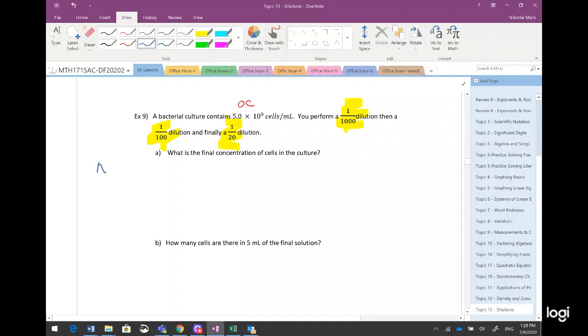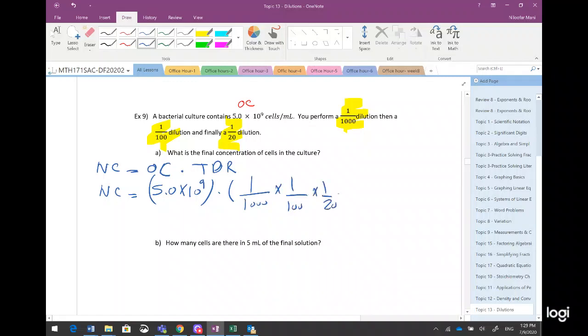So new concentration is old concentration multiplied by the total dilution ratio. The new concentration is what's missing. What is the old concentration? 5.0 times 10 to the power 9, multiplied by the total dilution ratio: 1/1000 times 1/100 times 1/20. Okay, you can find the answer.